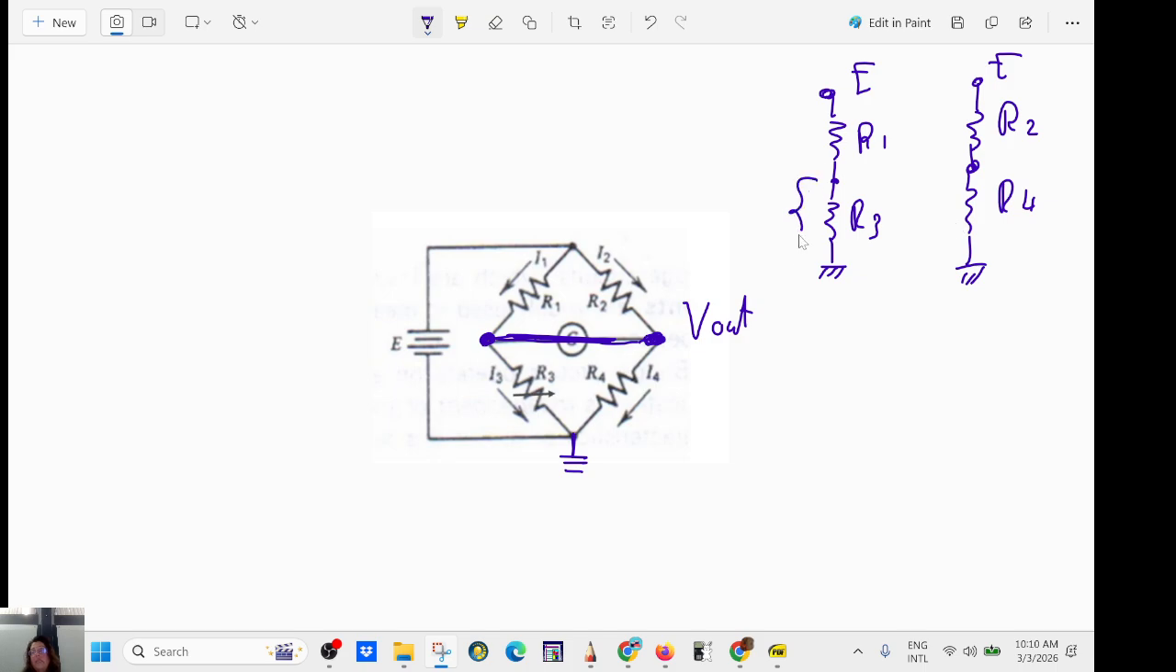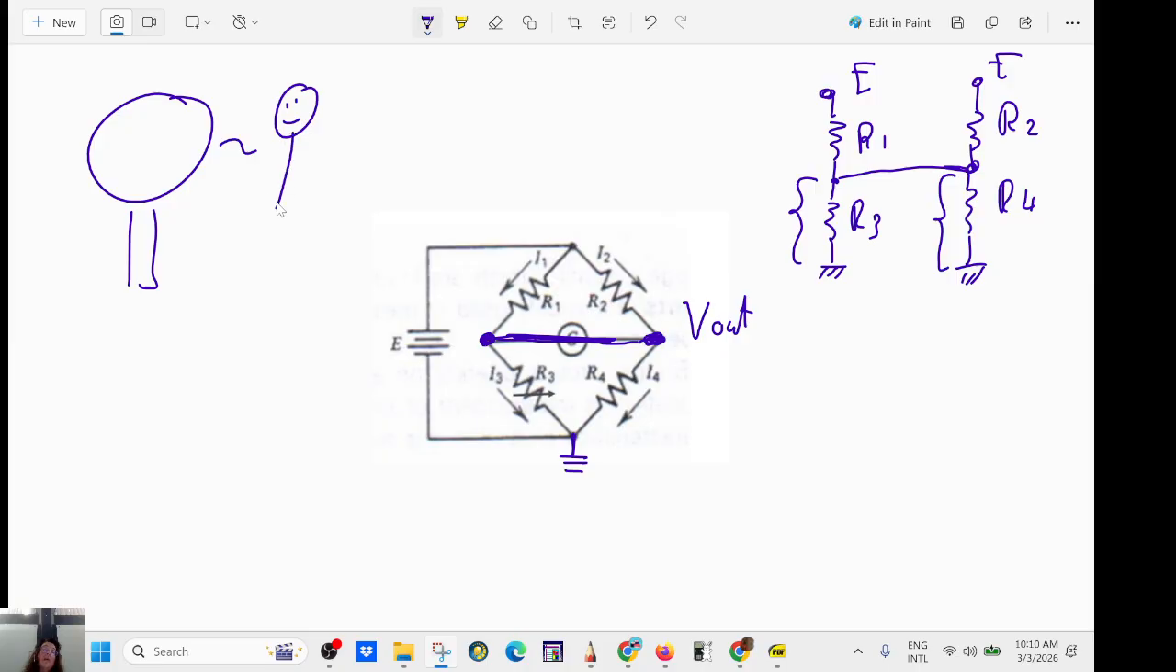But that voltage here is the same as this one because they are connected with a conductor. Remember, if you have a Van de Graaff generator and you connect that to someone, that someone will be at the same voltage. So if this is 5,000 volts, this one will be 5,000 volts. Now try to apply the voltage divider. You have two voltage dividers, and this voltage here is the same as that one. I'm going to call that V out.